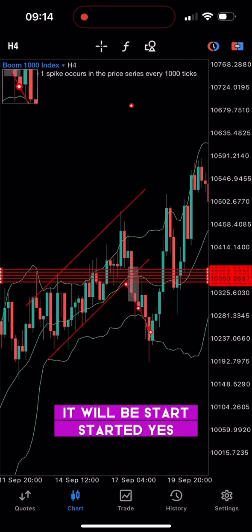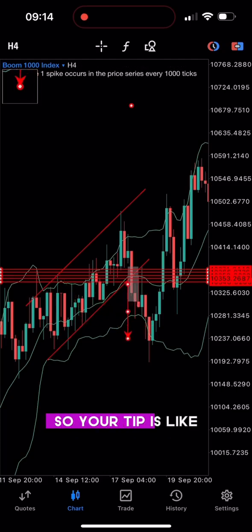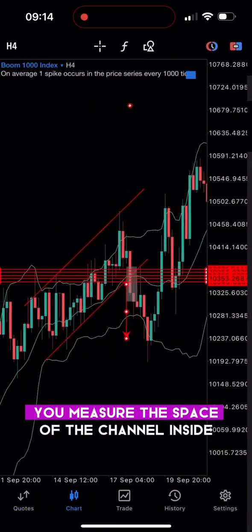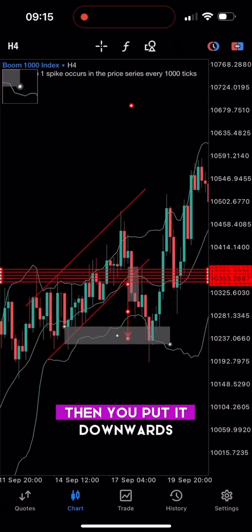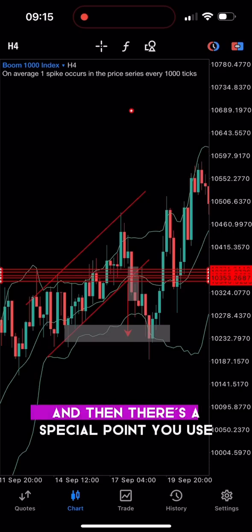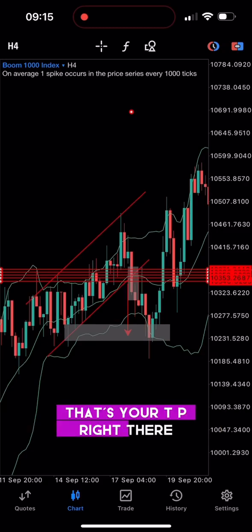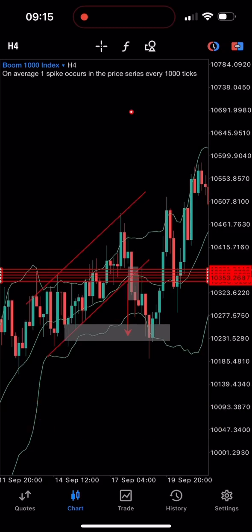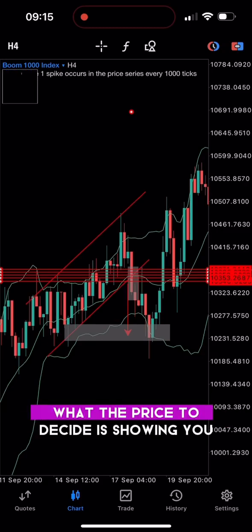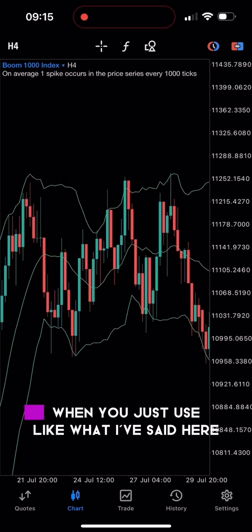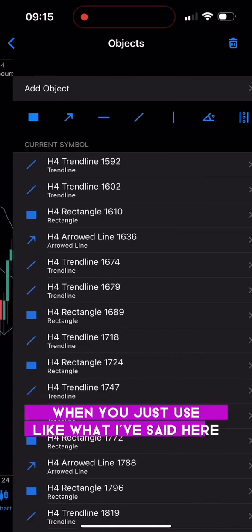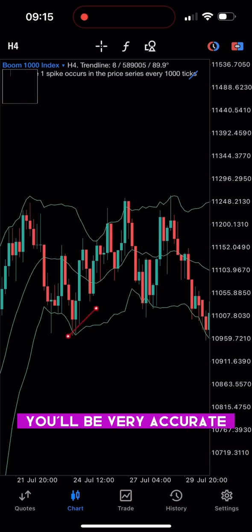Yes. So your TP is like, you measure the space of the channel inside, then you put it downwards, and then there's a special point you use. That's your TP right there. That's how you put your TP. It doesn't matter what the price to the side is showing you. When you just use what I've said here, you will be very accurate.